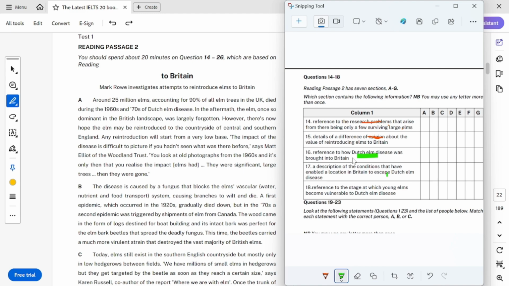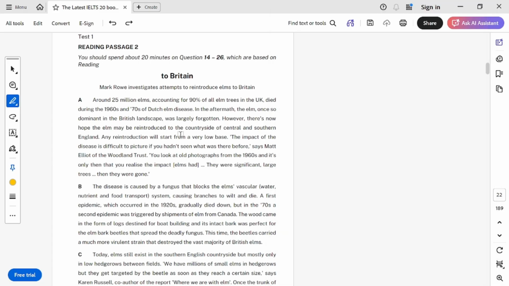Question 17: a description of the conditions that have enabled a location in Britain to escape Dutch elm disease. Question 17 asks for two things: one, a location in Britain, and two, the condition that helped the elms survive the disease. So we're looking for a place and a reason why the tree survives. And question 18: reference to the stage at which young elms become vulnerable to Dutch elm disease. At what stage do young elm trees become vulnerable? So we're looking for size, age, stage, condition of the tree, and so on. Now we have read all the questions, and we go on to discuss the paragraphs.